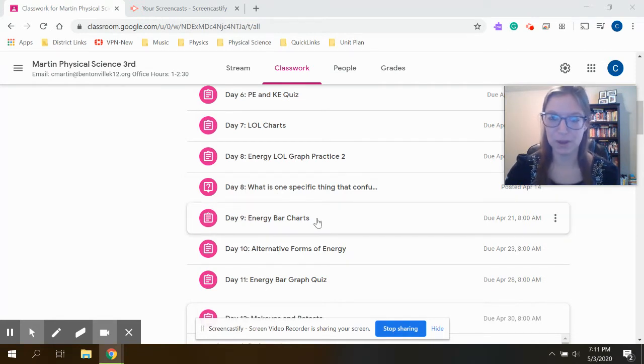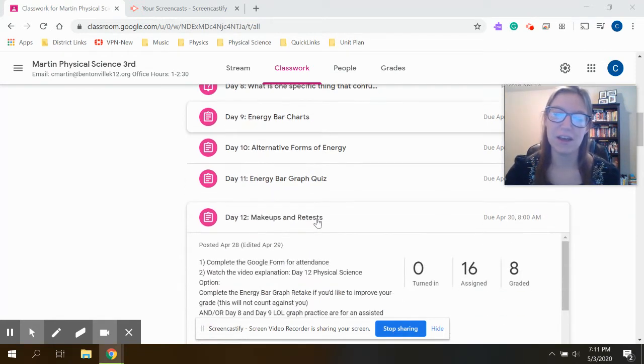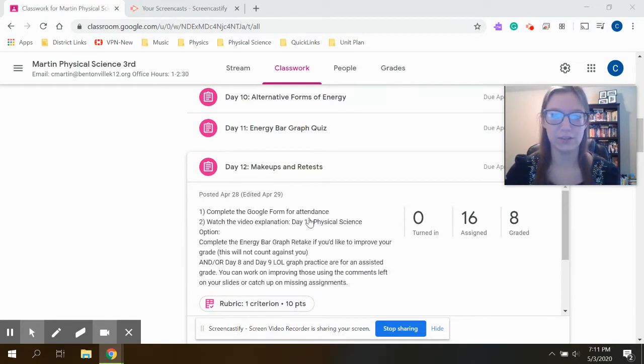I've emailed you about it if you were missing it. This was a chance to make corrections, since that's an assisted grade. Assisted grades you can always make edits and corrections to, to help boost your grade. Or if you didn't do as well as you thought on the energy bar graph quiz from Monday and Tuesday, you had a chance to retake it then.